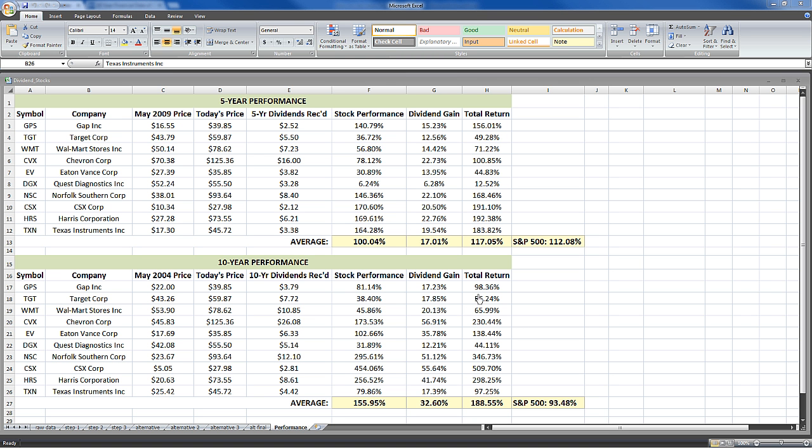And here's what we're seeing. The S&P over the last 10 years, so from May of 2004, including dividends, has returned about 93.48%. So I don't know if that works out there, 7% a year, something like that, compounded. And we've essentially doubled that. We've doubled that return with the stocks we're holding here, with this 10 stock portfolio.